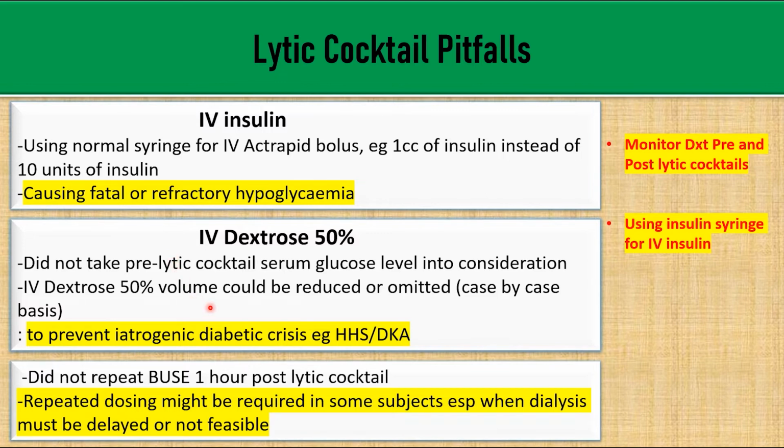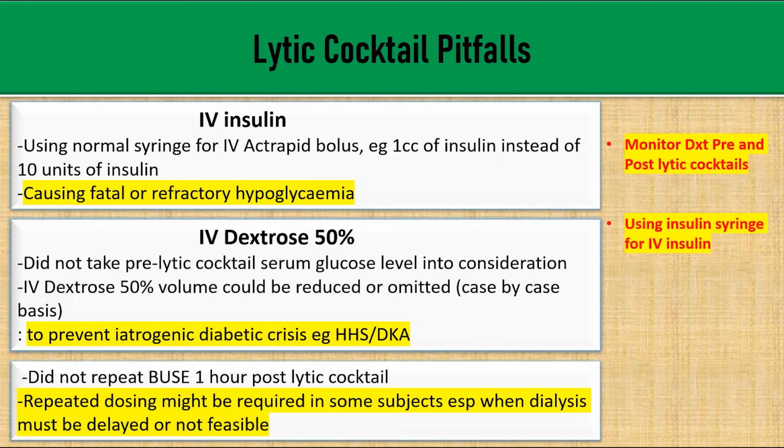Always review the patient's sugar or dextrose trend before deciding the amount of dextrose to be given. Not uncommonly, we have seen patients suffering from iatrogenic diabetic crises like HHS or DKA because the doctors didn't review the sugar chart beforehand. So what I suggest is that if the patient's sugar is persistently more than 15, please consider reducing the amount of dextrose bolus required. Sometimes you may even consider omitting it if the sugar is already at a very high level.